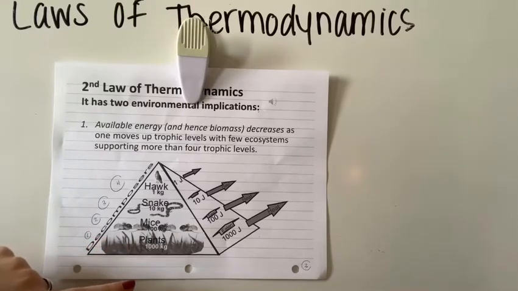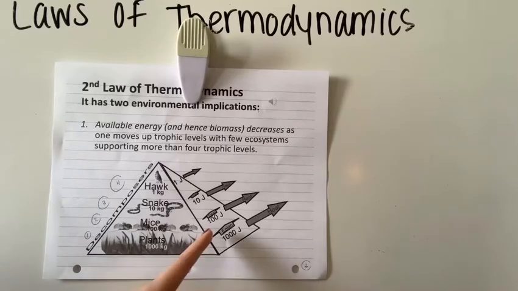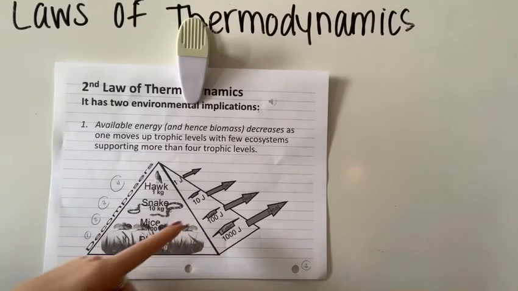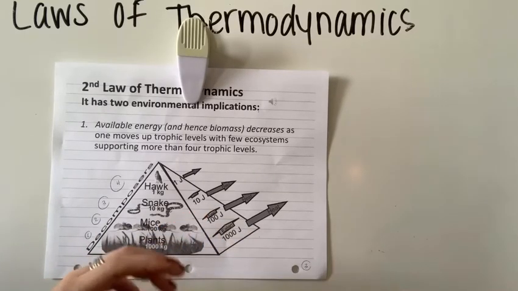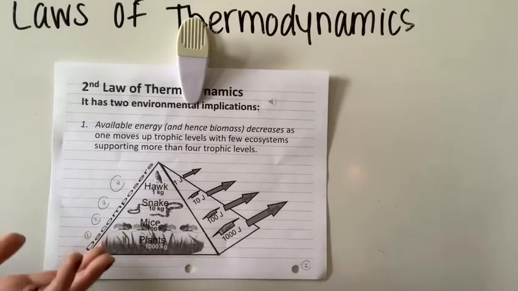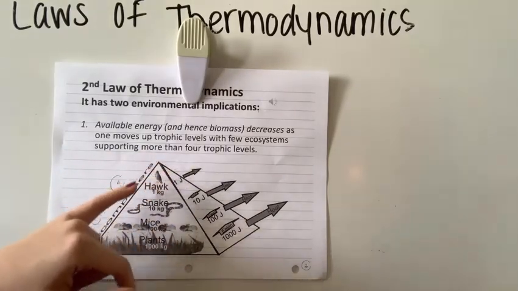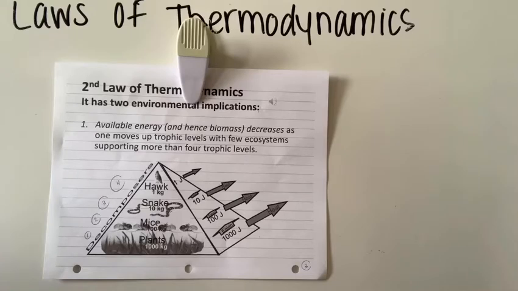On the first level, it's showing that there's 1,000 joules of heat energy that are used within that first trophic level. In the second trophic level, it decreases by 10 times down to 100 joules. Then when you get to your third trophic level, it will decrease by another 10 times down to 10 joules. And then once you get to the very top, it will only decrease to 1 joule. So again, these guys only have 10% of the original energy that was first provided to them by the primary producers.